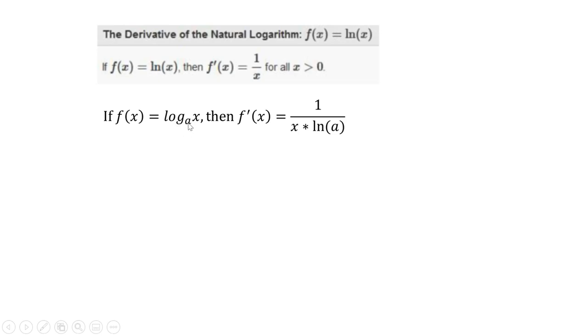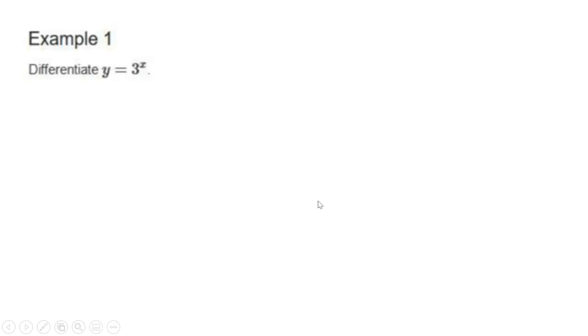Well, if it is some other base, like base a, then the f prime of x, which is the derivative, is still going to be 1 over x, but that x is going to be multiplied by the natural log of a. All right, so notice that this is in the denominator this time. So it's 1 over x, but times the natural log of a, whatever that base is. So let's say the base was 10. If f of x is equal to the base 10 log of x, then the derivative of this would be 1 over x times the natural log of 10. It's as simple as that. Really as simple as that.